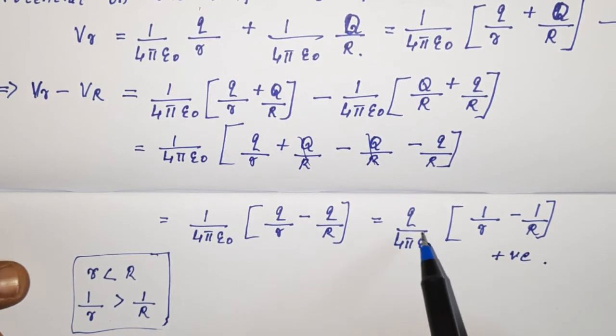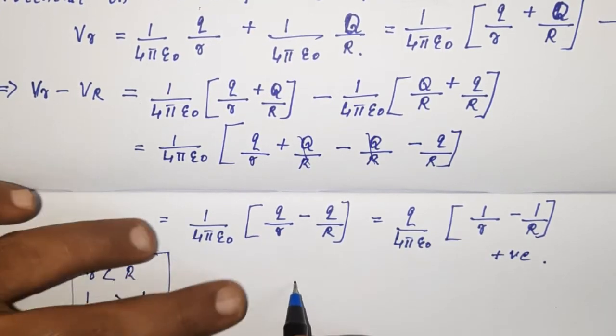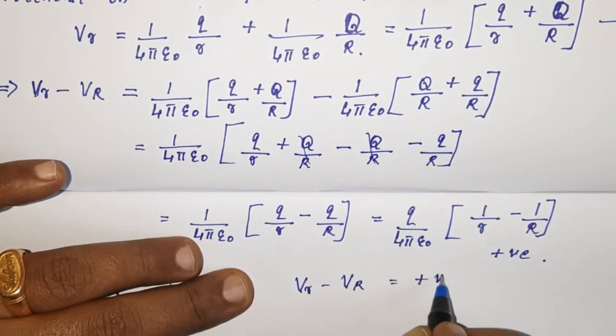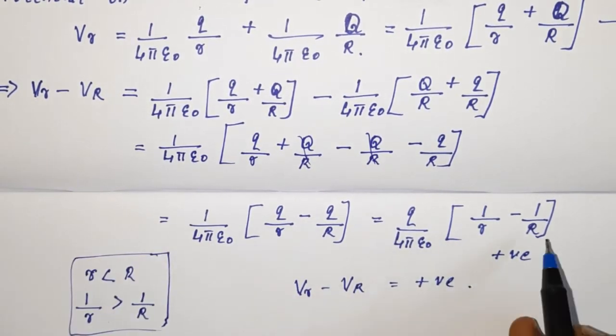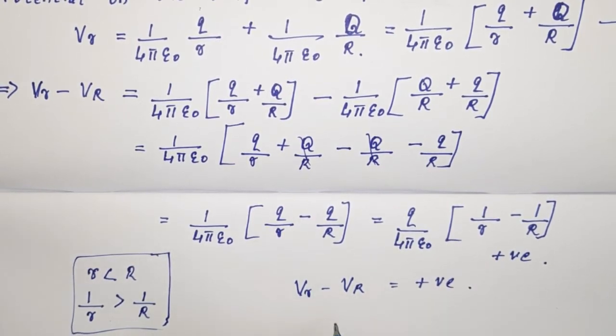And we have considered a positively charged shell and sphere, so this q also is positive. What does it mean? That is, V_r minus V_R is a positive value. So for positive charge, this term will be positive. This term positive means what? V_r is greater than V_R. It means the potential on the surface of the sphere is more than the potential on the surface of the spherical shell.